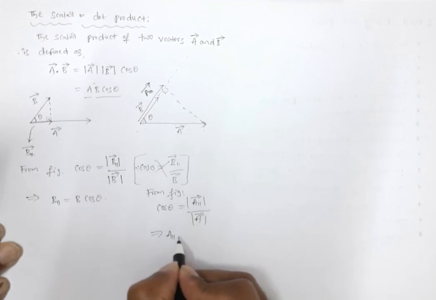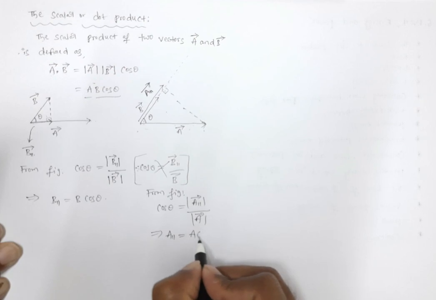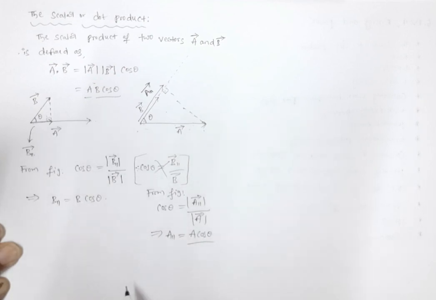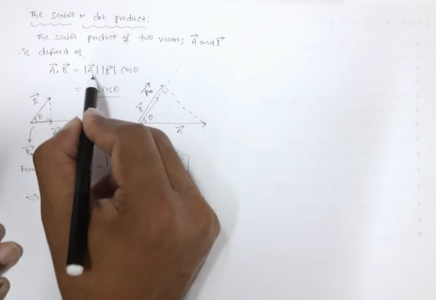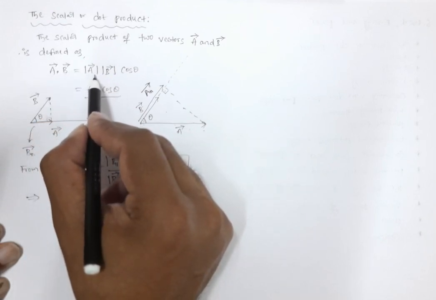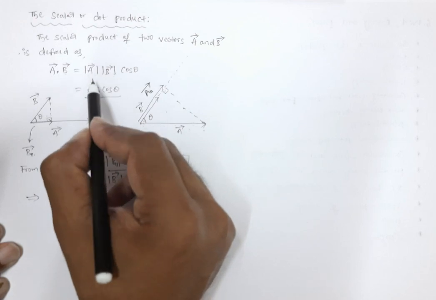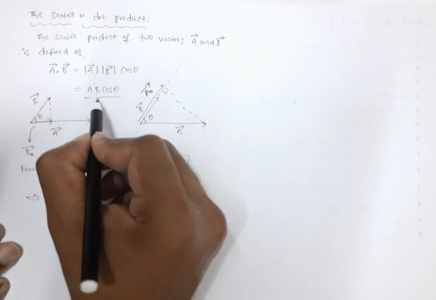Now A parallel is equal to, what do we write? A cos theta. So here the same equation, A bar dot B bar is equal to, you can write, the magnitude of A bar means A only, the magnitude of B bar means B only. So A B cos theta, or A into, we can write, B cos theta, right?